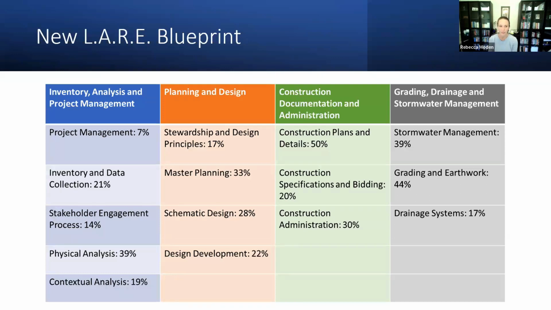So in the new blueprint, if you look at inventory analysis and project management in blue, what we're calling the subdomains are those 4 boxes below. So project management, inventory and data collection, stakeholder engagement process, physical analysis, and contextual analysis. In those subdomains, you'll get feedback about how you performed, and that will help guide you as to where to focus for future attempts. And so for planning and design, you'll get feedback by those 4 subdomains. For construction, documentation, and administration, you'll get feedback by the 3 subdomains. And then on the gray on the right for grading, drainage, and stormwater management, again, feedback by the 3 subdomains.